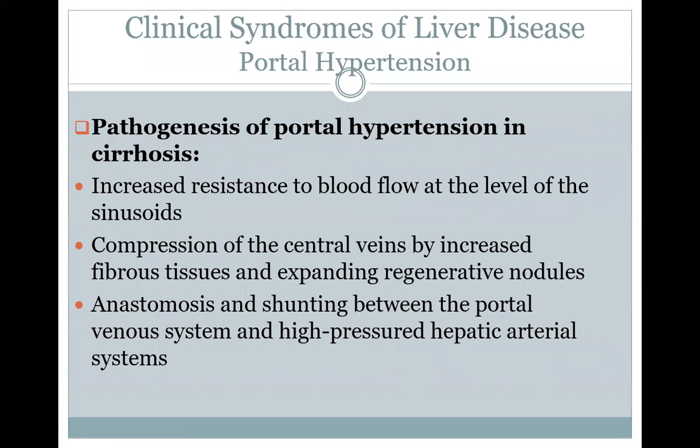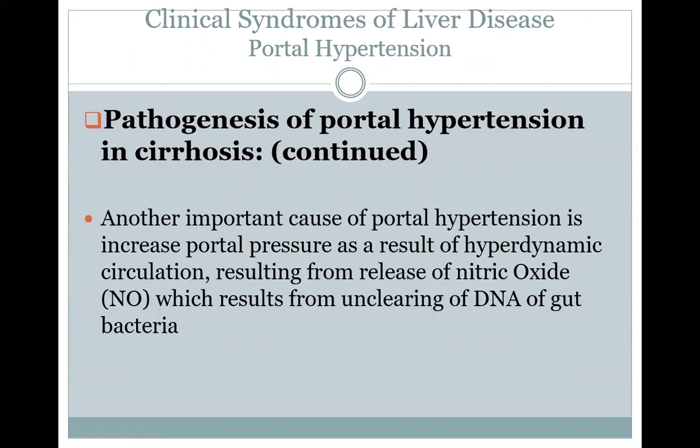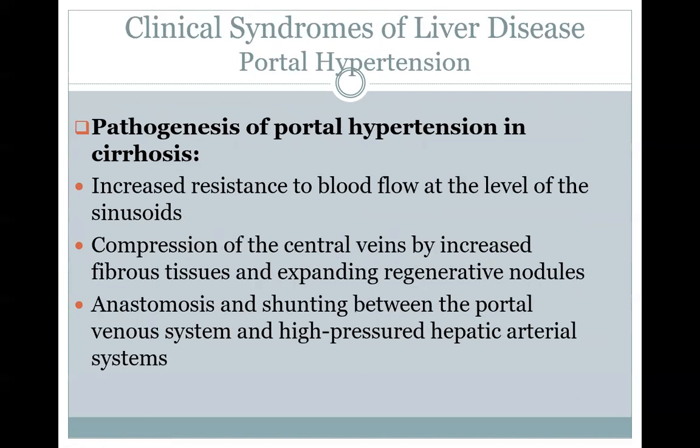Now, the pathogenesis, we'll do this and we can stop. Pathogenesis of portal hypertension in cirrhosis. So 1, the level of the sinusoid is very important as a result of the fibrous tissue that will be pressing it. 2, compression of the central vein by increased fibrous tissue. And 3, anastomosing and shunting that happen in the fibrous bands. And finally, another important cause is actually the release of nitric oxide from the gut bacteria that now is not getting cleared as a result of this blockade of flow. This is an important thing to remember, the mechanism of the portal hypertension.